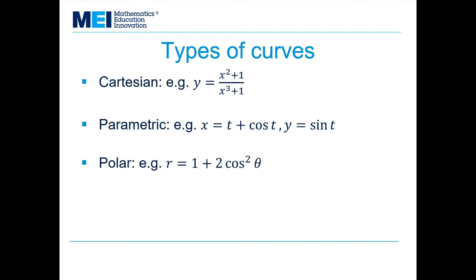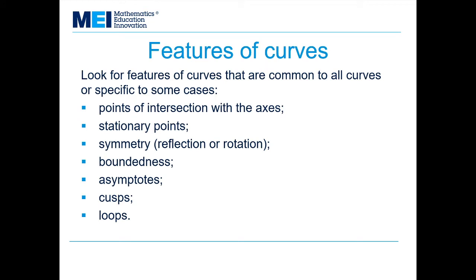In the previous two videos, we've looked at families of Cartesian and parametric curves. This time we're going to look at a family of curves that have been expressed using polar coordinates. Once again, we're going to look for features that are common to all of the curves or that are specific to just some of the cases.